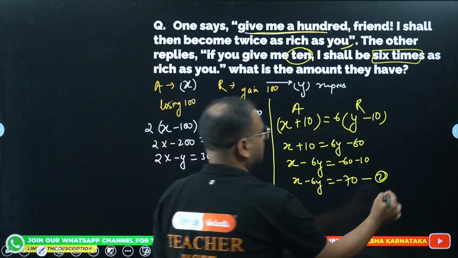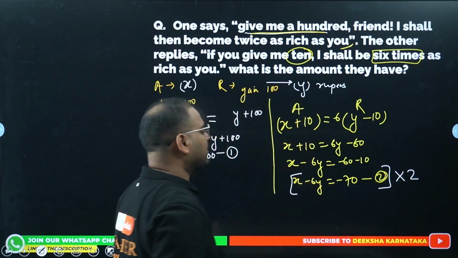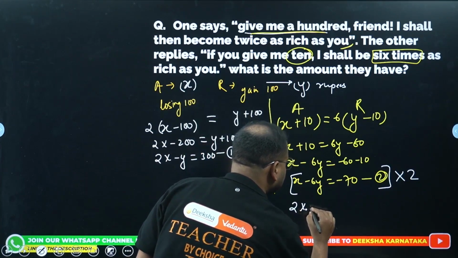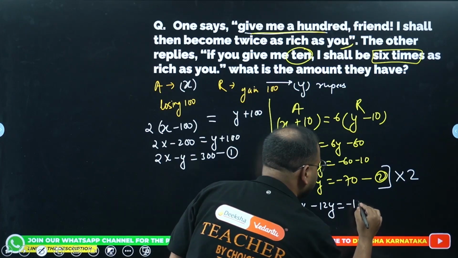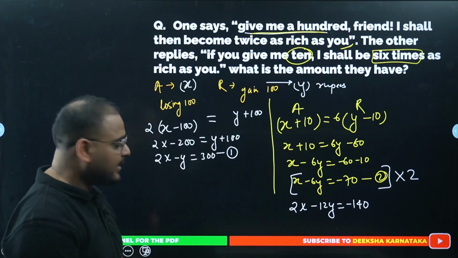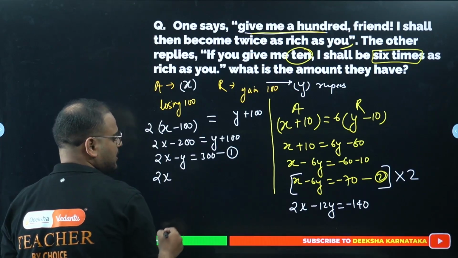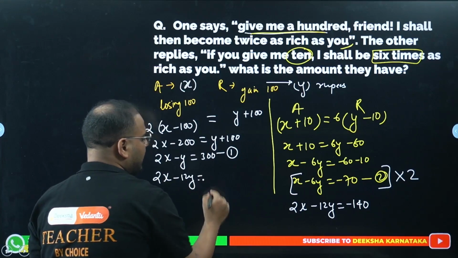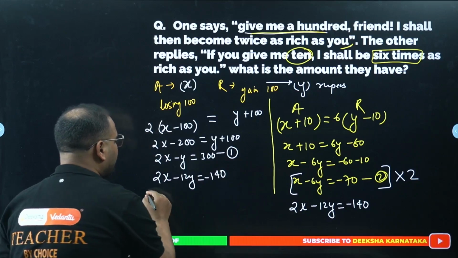Multiply this with a 2. The whole thing I'm going to multiply with 2. If I do that, what am I going to get? Check it out. I get 2x minus 12y equals minus 140. And now I'm going to subtract it. I'm going to write this thing over here: 2x minus 12y equals minus 140.